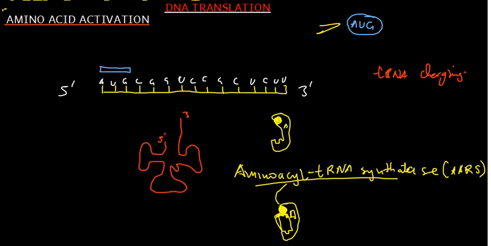We know that ATP is a nucleotide, adenosine triphosphate, which has the pentose sugar ribose, and then we have adenosine there, and then we have three phosphates. That is why it is called adenosine triphosphate. So the amino acid is going to attach at that point. And then adenosine triphosphate is there.